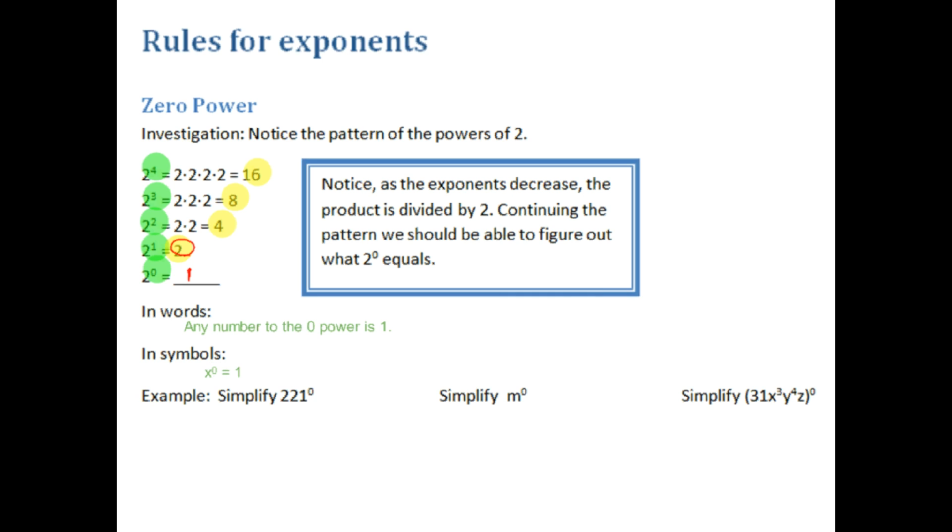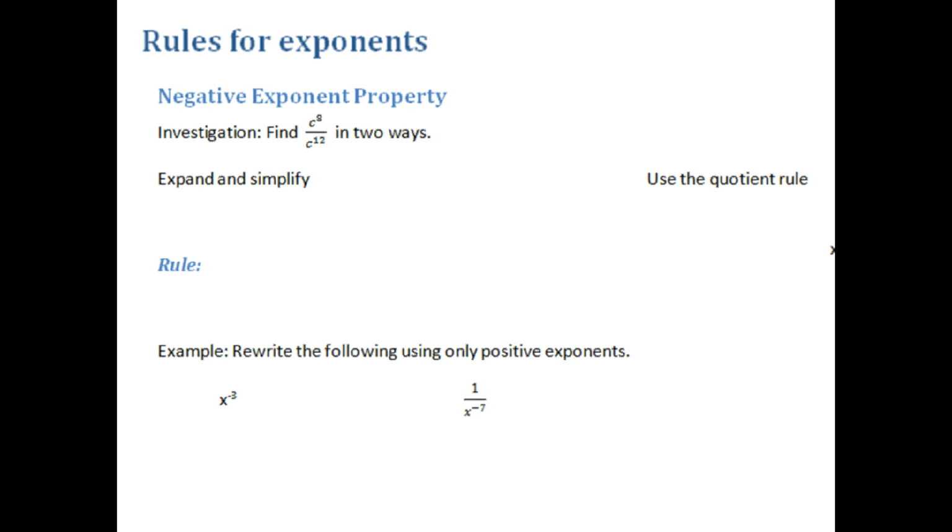These 3 examples should be really easy because any number to the 0 power is 1. So 221 to the 0 power is 1. m to the 0 power is 1. Well, this one looks kind of confusing: 31 x cubed y to the 4th z, all to the 0 power. Since it's to the 0 power, we don't have to worry about all the other stuff. It is 1. Anything to the 0 power is 1.